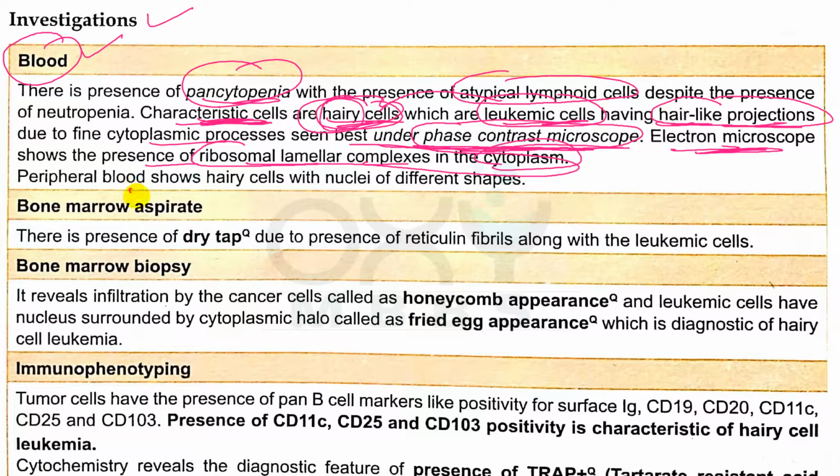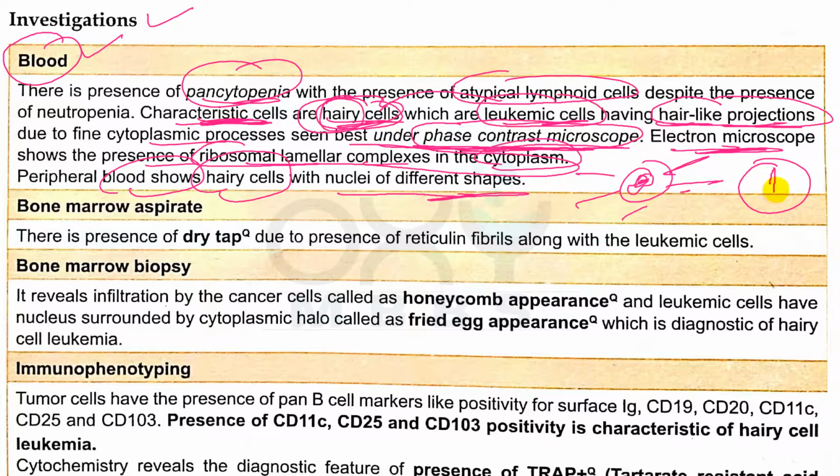And the peripheral blood shows presence of hairy cells with nuclei of different shapes. So in some hairy cells, the shape of nuclei will be like this, and in some hairy cells, the shape of nuclei will be like this. So these nuclei are of different shapes in different hairy cells, and these hairy cells are leukemic cells.